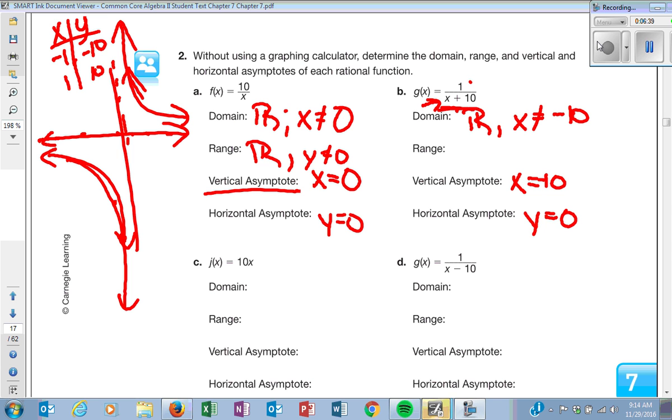And I know my range is, since it's odd still, I know it's going to be all reals, except Y can't equal 0. And I know that one is going to be up and one is going to be down. I don't care if it's this one and this one, or if it's going to be this one and this one. I know that one's down and one is up, so I know it's going to go to positive infinity and negative infinity.